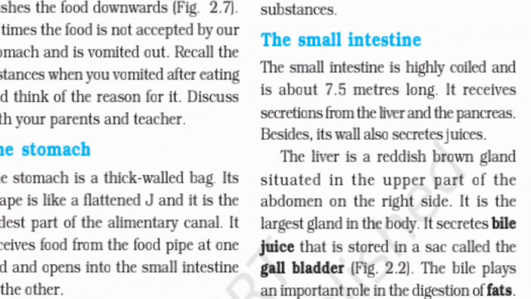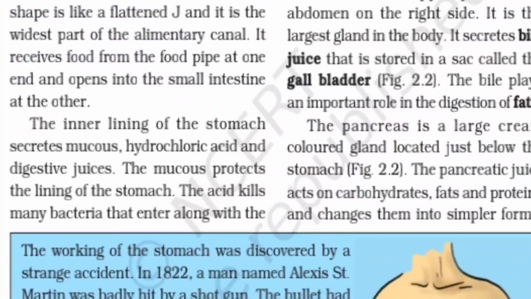The liver is a reddish brown gland situated in the upper part of the abdomen on the right side. It is the largest gland in the body. It secretes bile juice that is stored in a sac called the gallbladder. The bile plays an important role in the digestion of fats. The pancreas is a large cream-colored gland located just below the stomach. The pancreatic juice acts on carbohydrates, fats, and proteins and changes them into simpler ones.